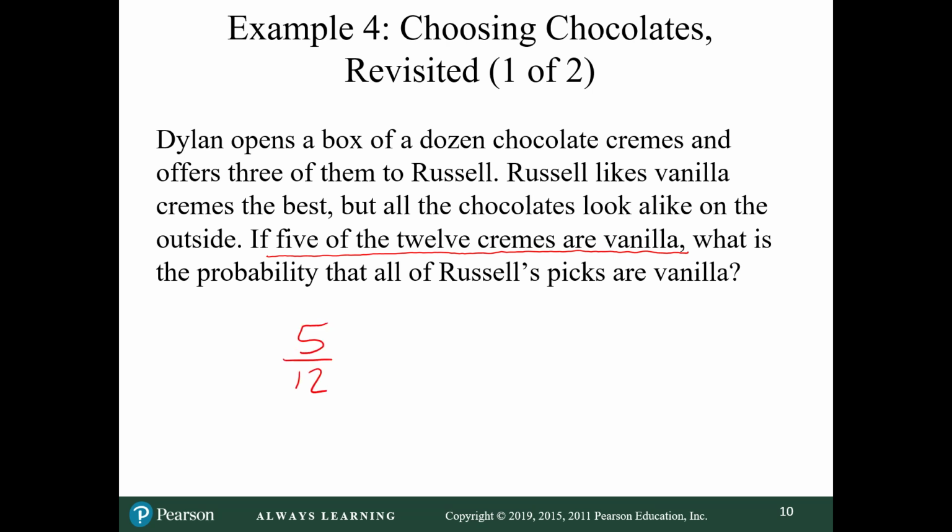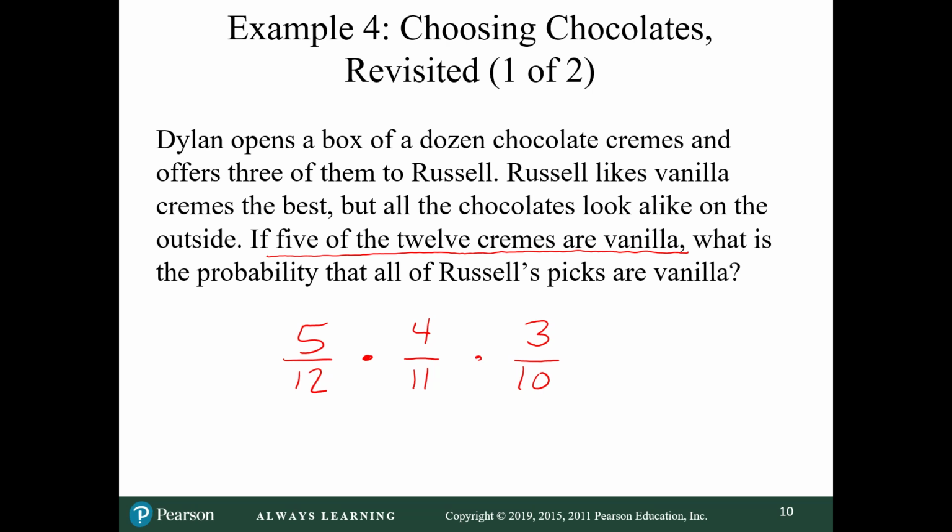Now let's say he chose a vanilla. Then for his next choice, how many vanillas are left? 4. How many chocolates are left? 11. So then he has 4 out of 11 odds. Then the next choice, if he happens to pick right the first 2 times, he has 3 out of the 10 that are left. And instead of adding, this is multiplying. The probabilities of all of his picks have to be vanilla.